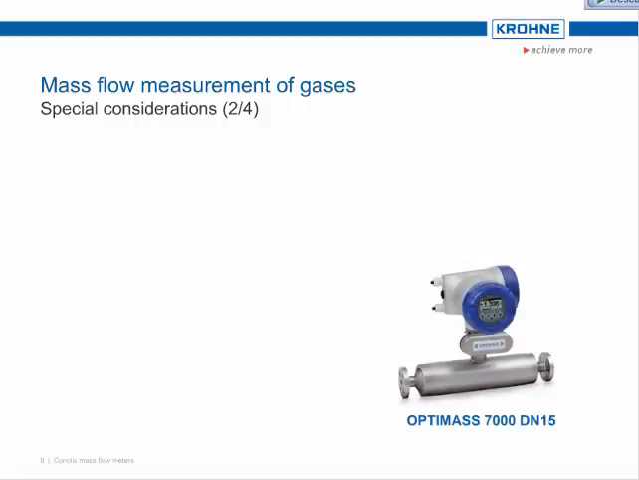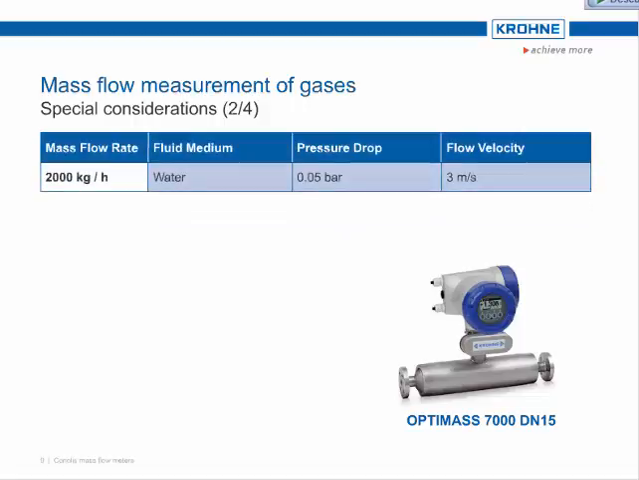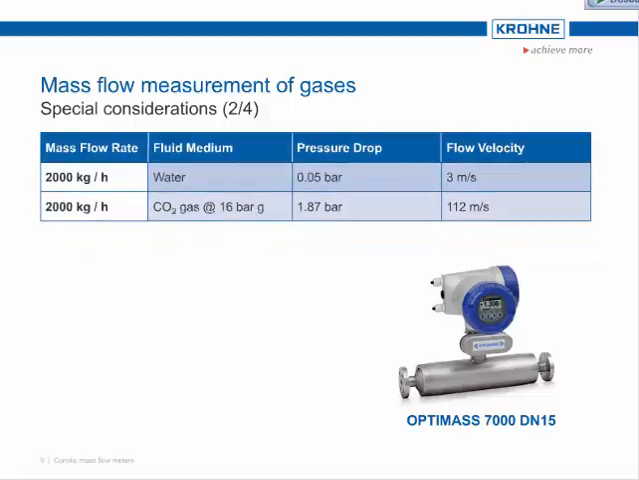Let's have a look at an example. An Optimass 7000 titanium size DN15 with water as a process fluid compared to carbon dioxide gas, both at a mass flow rate of 2000 kilograms per hour. At 16 bar pressure for carbon dioxide, with the mass flow of 2000 kilograms per hour, the flow velocity is 112 meters per second, which would be considered as approaching choked flow conditions. Yet for water, the velocity is still only 3 meters per second.